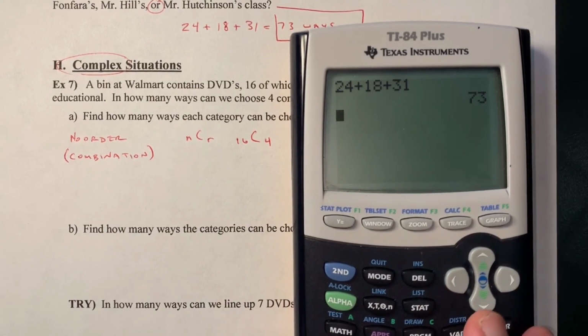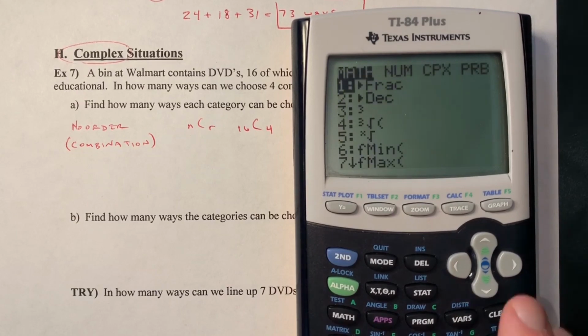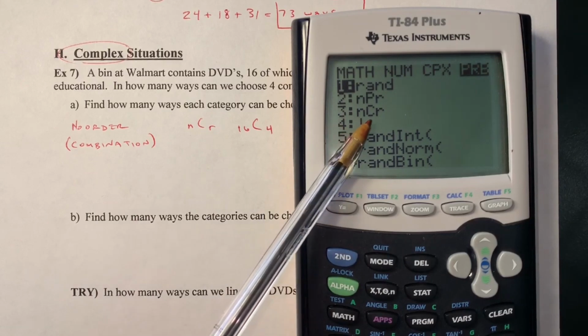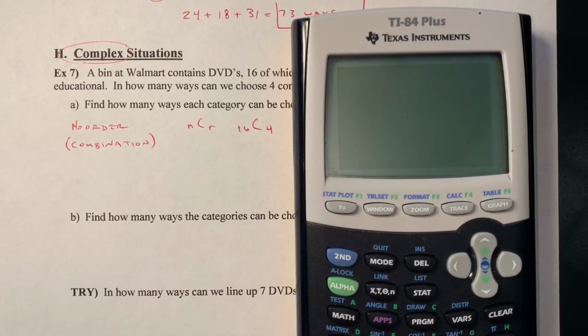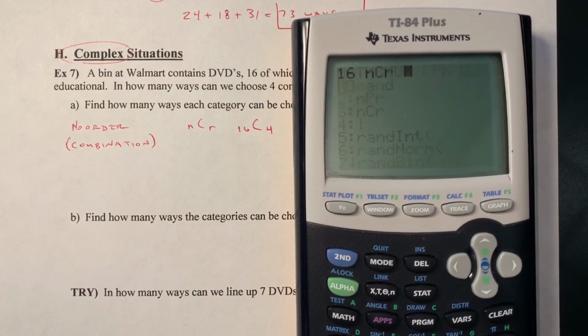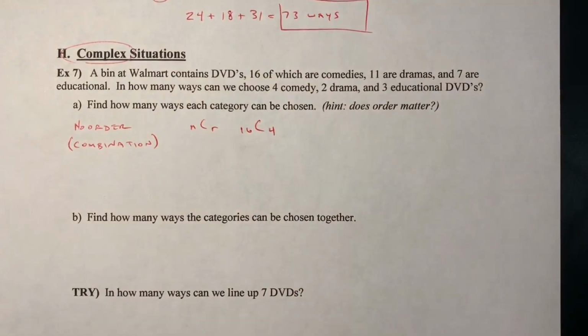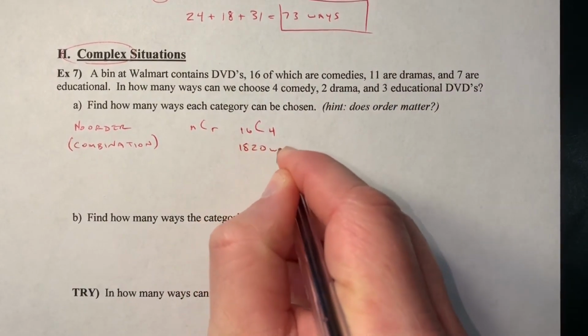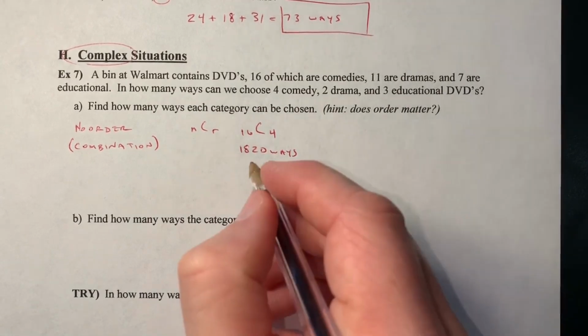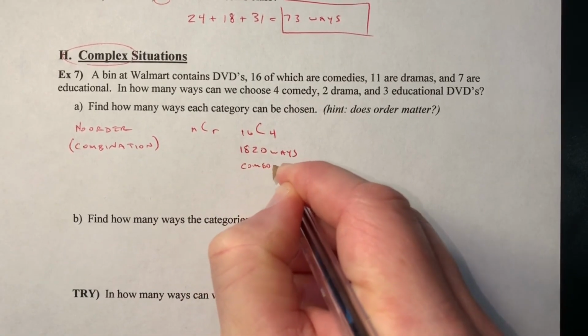Okay, so under the math button in probability, option 3 is nCr. And we're going to go back to the home screen, and we're going to type in 16, which is our n, and then we're going to go to math, probability, option 3, and we're calling up nCr, and then a 4 for r. And there are 1,820 ways to choose the 4 comedies. Okay, so this is for comedy.